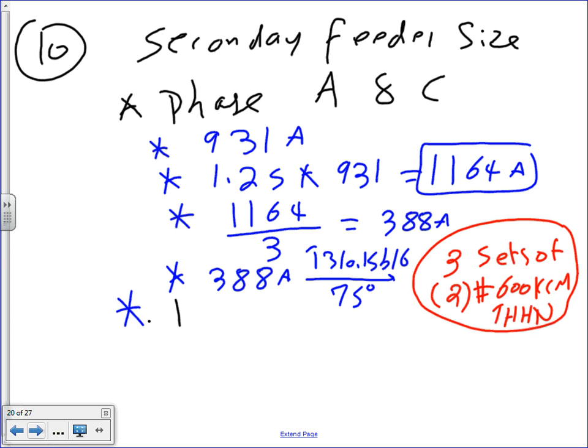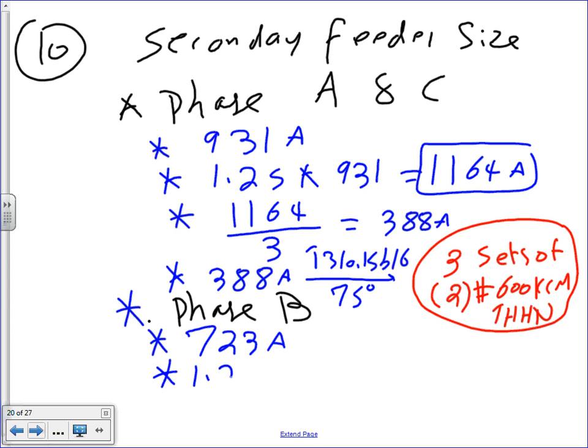Phase B. Now for phase B, I want to remind you, my friend, it's only going to see the 723 amps, right? Because the neutral is not on phase B. So do me a favor, any one of you guys, 1.25, same thing, multiply it by 723, will ya? What do you get?